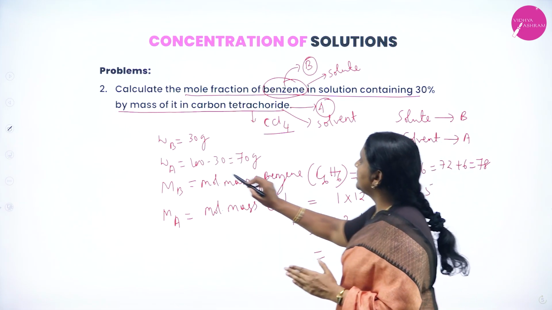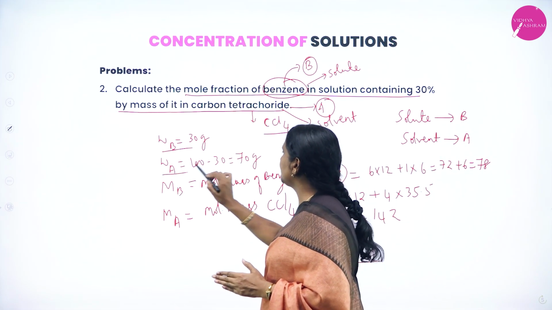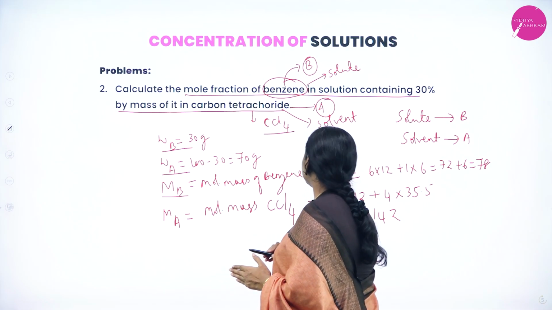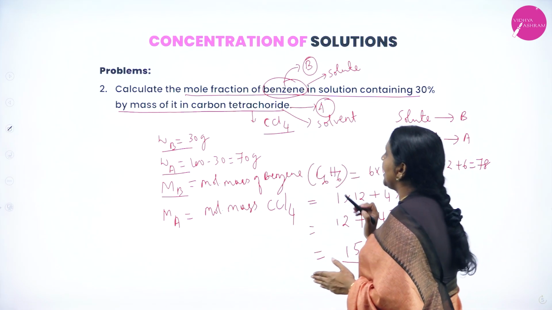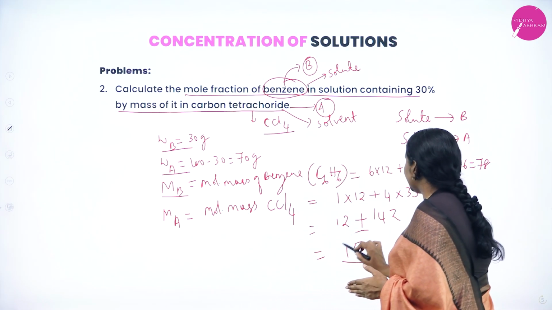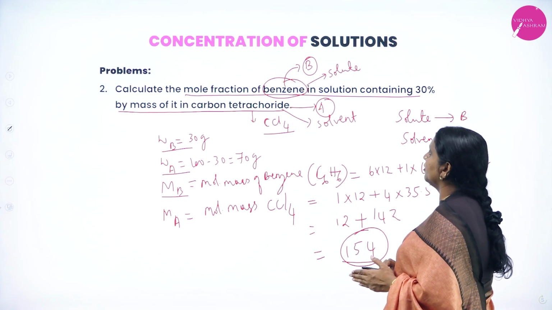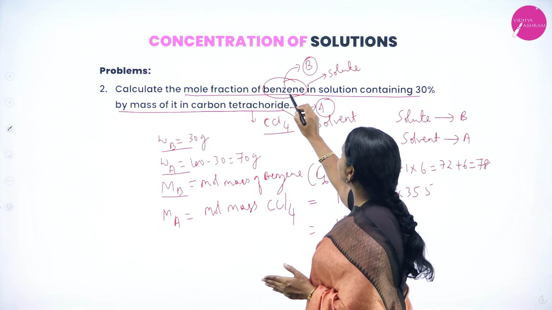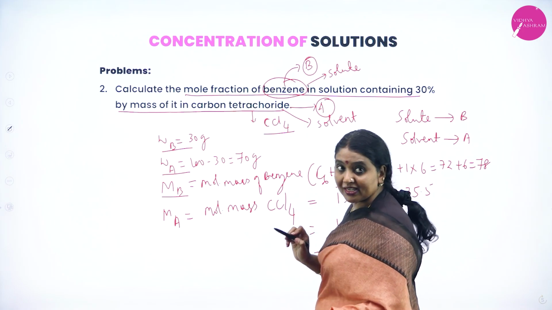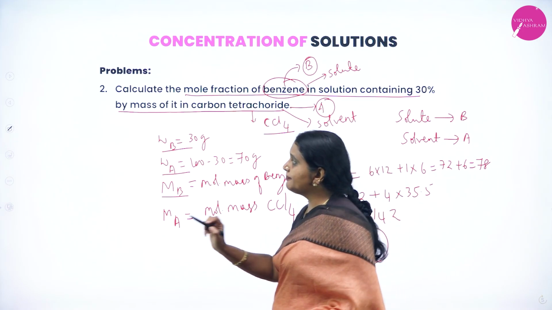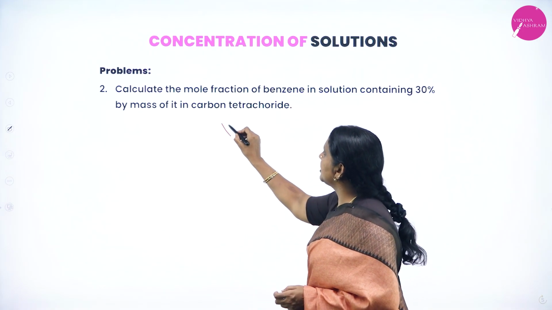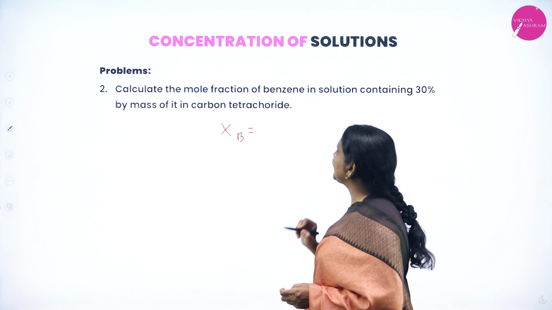So we have WB 30 gram, WA 70 gram, MB, the molecular mass of benzene, 78, as well as the molecular mass of carbon tetrachloride, 154. Now we have to calculate the mole fraction of benzene. What's the mole fraction of benzene? Benzene is the solute. What do I have to take it as?